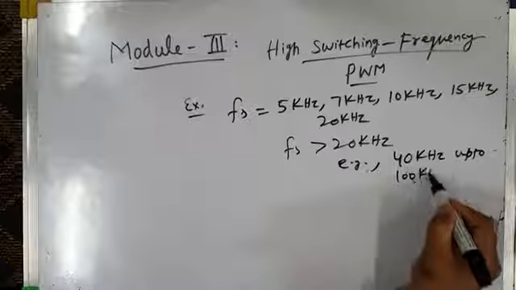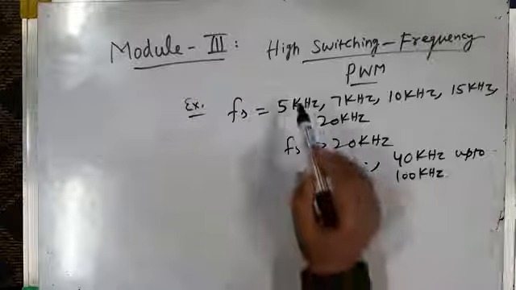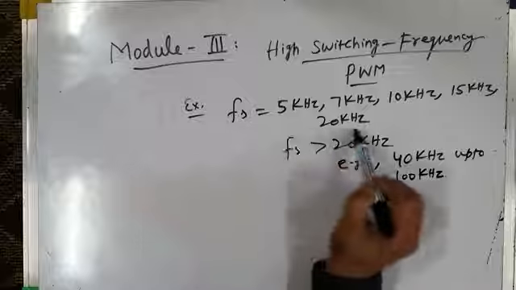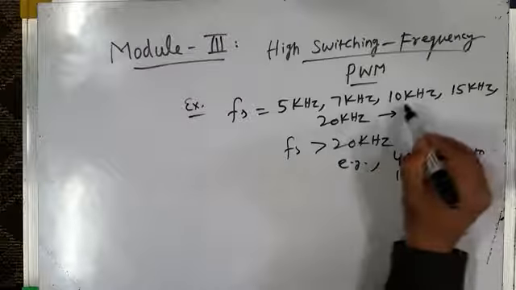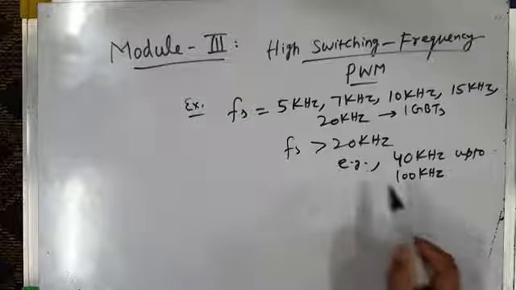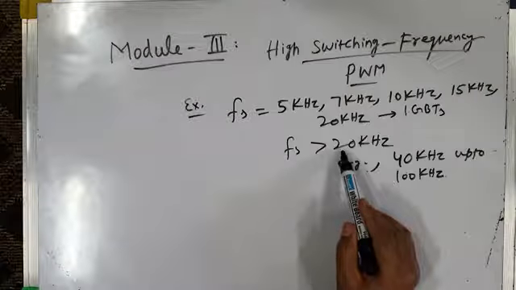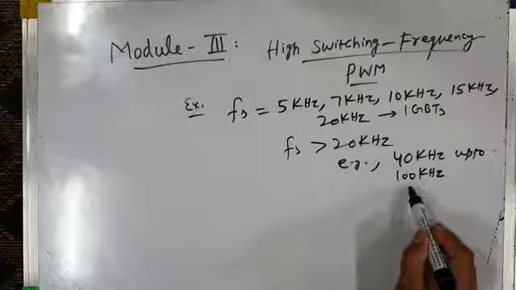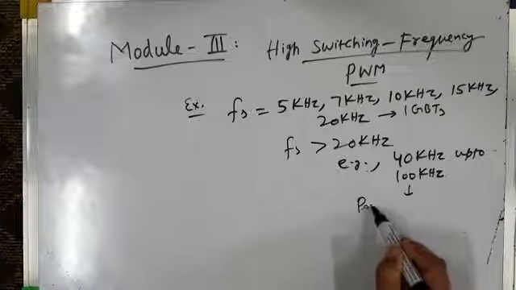100 kilohertz. If our switching frequency is from 1 kilohertz to 20 kilohertz, in the inverter we generally use IGBTs as switches. And if our switching frequency is above 20 kilohertz up to 100 kilohertz, we use power MOSFETs.